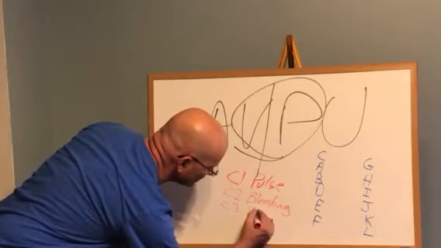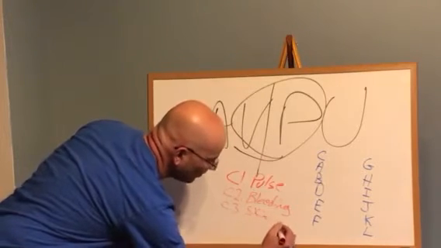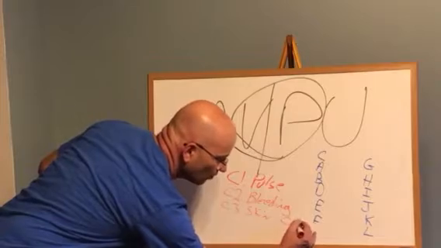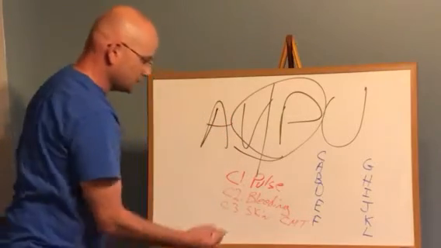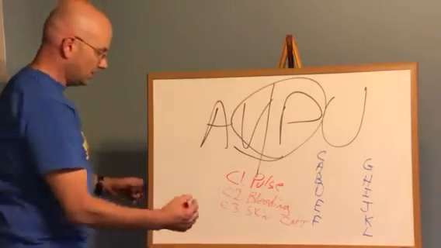C3 is skin. Skin has 3 parts: color, moisture, and temperature. This lets you know if you're beginning shock or not.